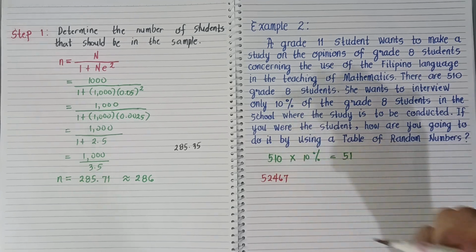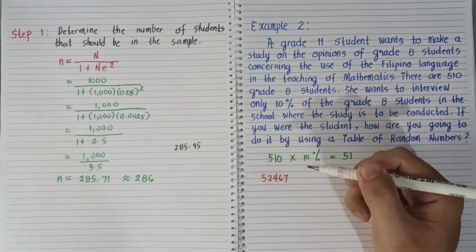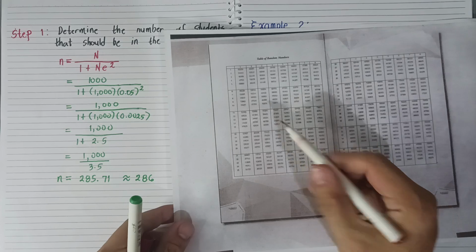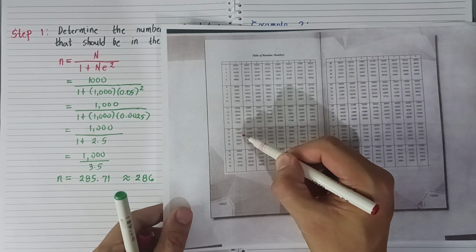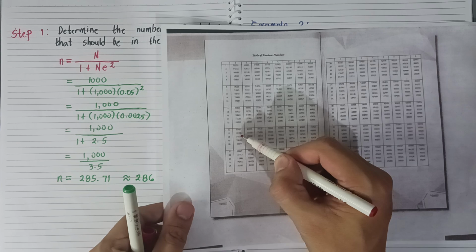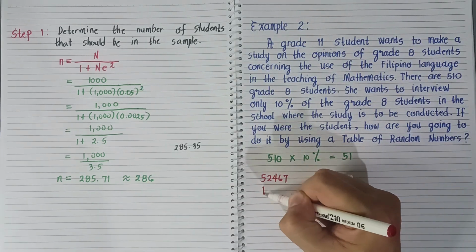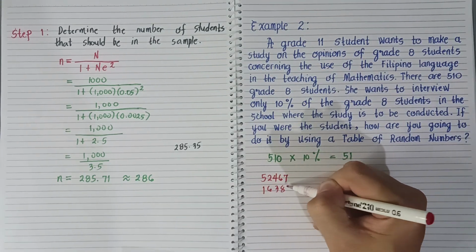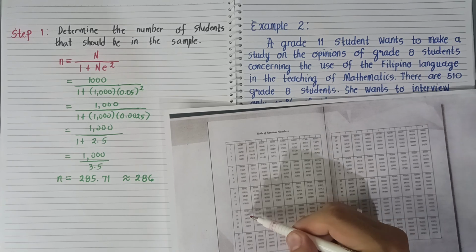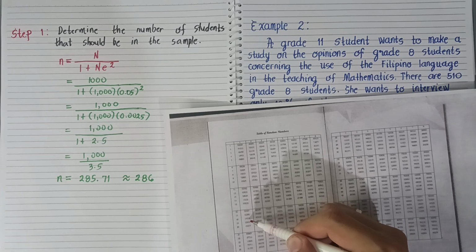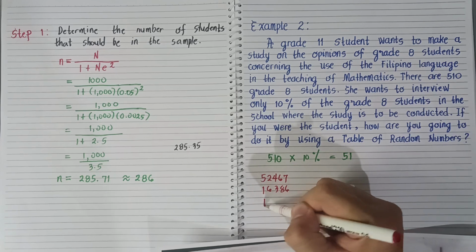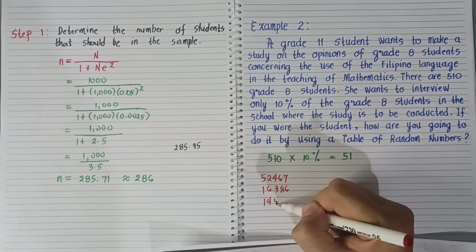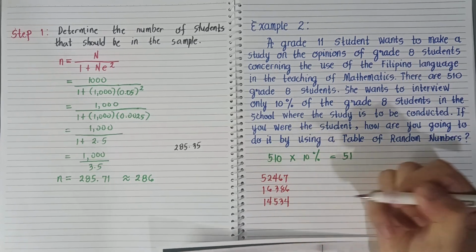So, doon tayo nag-stop. Assuming na doon tayo nag-stop. Okay? And then, yung sumunod na number doon ay 16386. So, sulat natin 16386. So, actually, we have 5 dito sa column na to. Ayan. So, sulat natin. Next is 1, 4, 5, 3, 4.